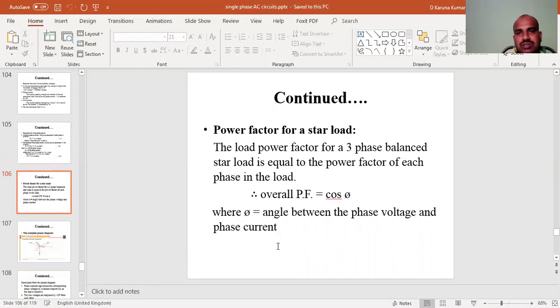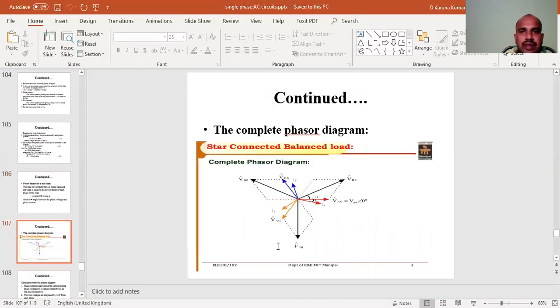Power factor in star: the power factor equals the cosine of the angle between the phase voltage and phase current. The power factor is equal to cos phi, the angle between the phase voltage and phase current. Okay, this is the complete phasor diagram of a three-phase star connected balanced load. First of all, we take the reference as VRN. The phase voltages VRN, VYN and VBN are 120 degrees apart.